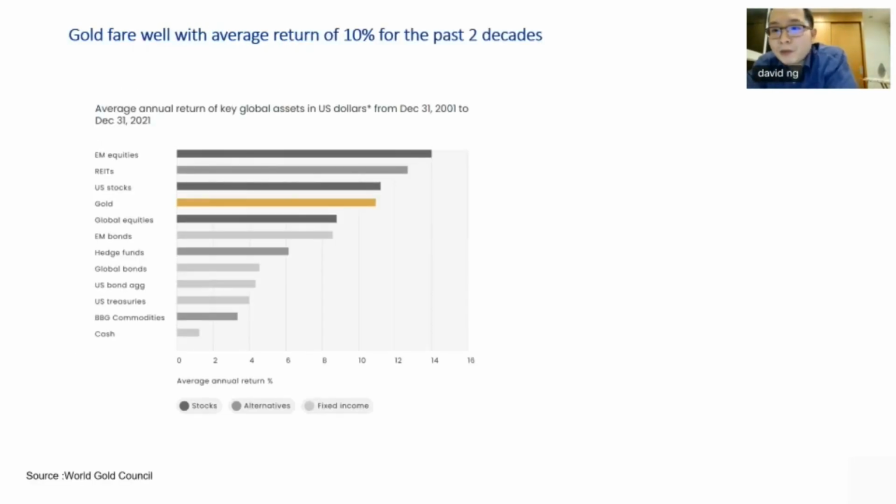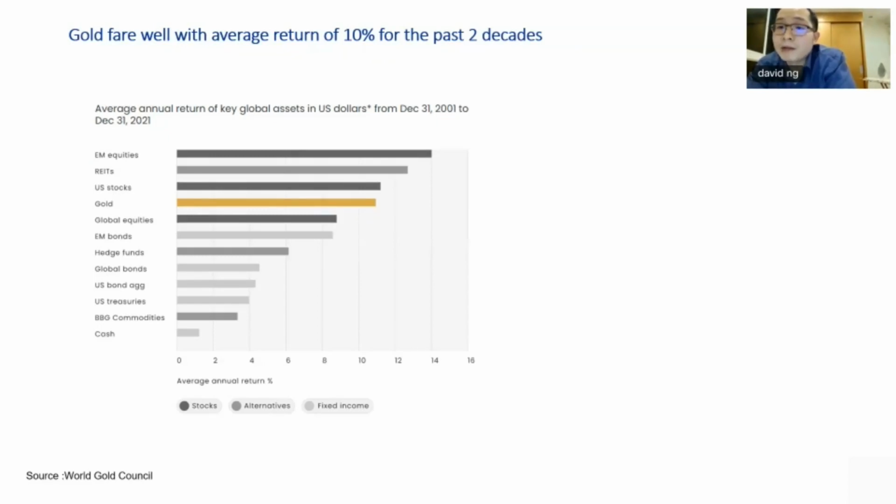Now, in terms of performance, a lot of people say that gold tends to be a laggard performer as an asset class. If you just look at this chart, it doesn't really give you that picture of a laggard performer. Over the past decade or so, if you compare to other asset classes, gold generally performed quite well. If you look at the average annual return for gold over the past 2 decades or so, gold in general gives you an average of about 8 to 10% on an annual basis. That's actually quite decent.